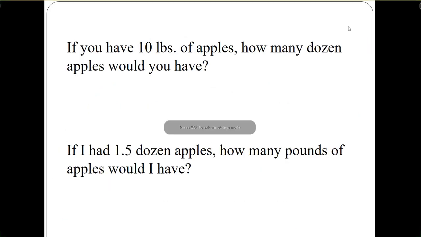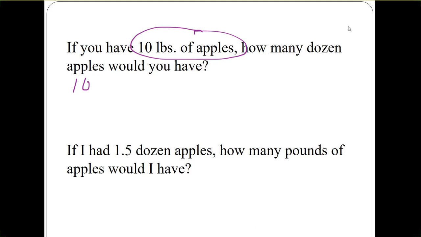All right, let's do a few math problems so you can get used to these conversion factors. The first thing you're going to do is find the number that we need to convert. So in this first example, if you have 10 pounds of apples, how many dozen apples would you have? So I'm going to look for the number. The number is right there. 10 pounds is where I'm starting.